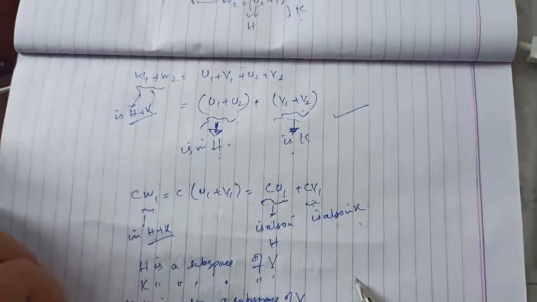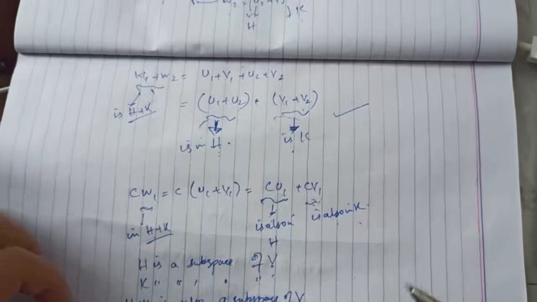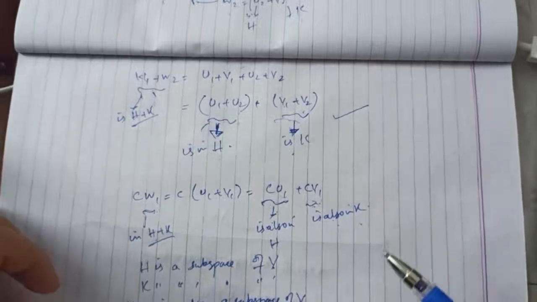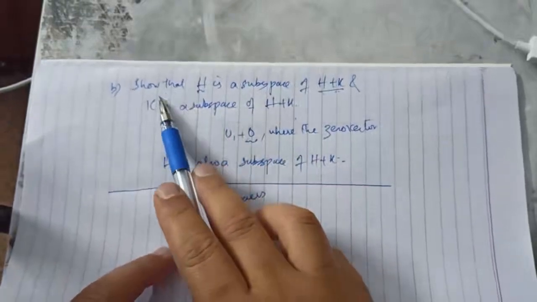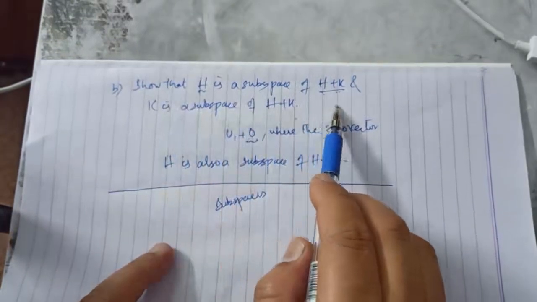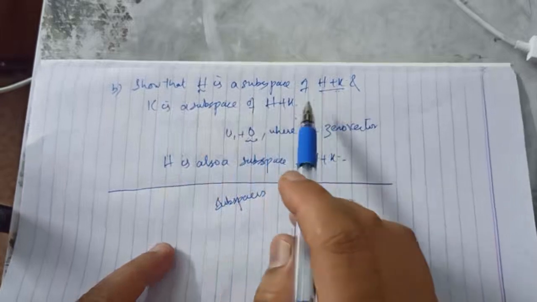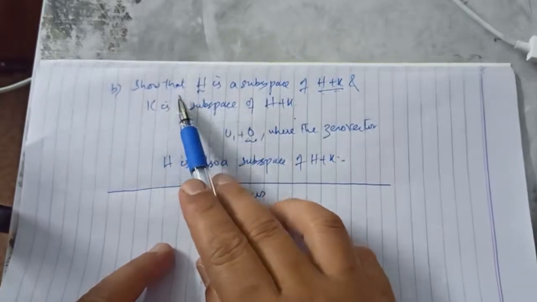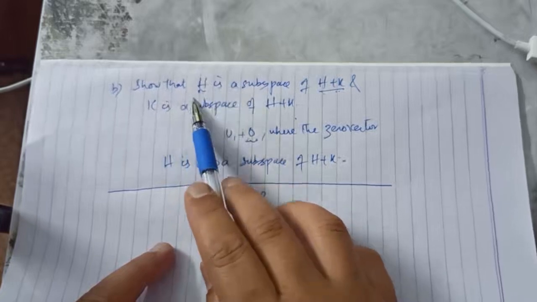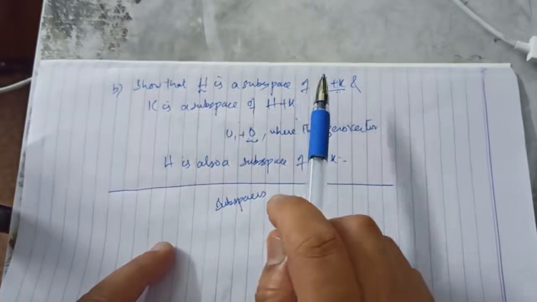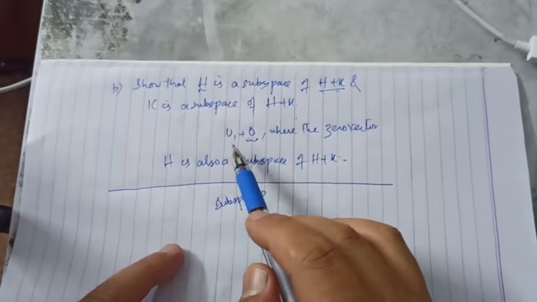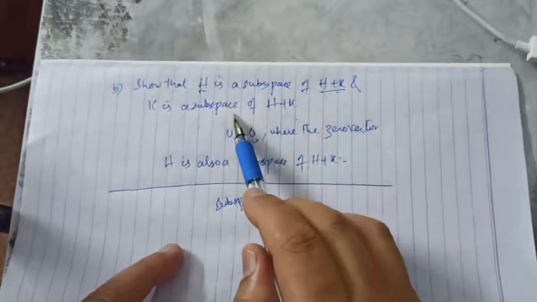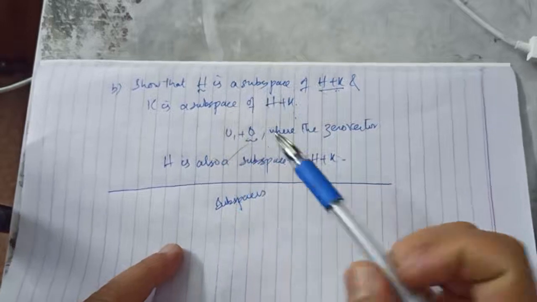So it is clear that if H is a subspace of a bigger vector space V, and K is a subspace of V, their sum will also be another subspace. Now in part B of this question, we have to show that H is a subspace of H plus K, and K is a subspace of H plus K. We are asking the opposite question. Previously, given H and K as subspaces, we showed H plus K is a subspace of V. In this case, given H plus K as a bigger space, we have to show that H is now its subspace, and K is also its subspace.